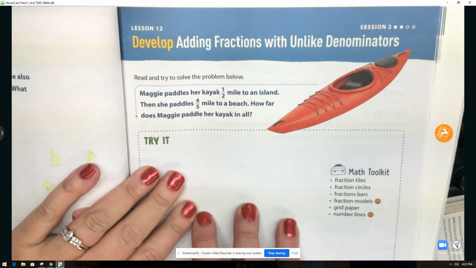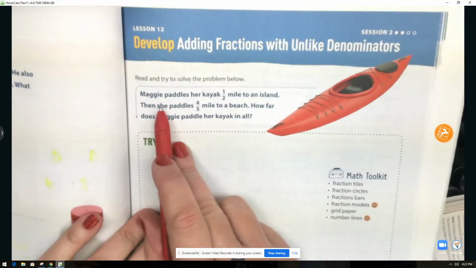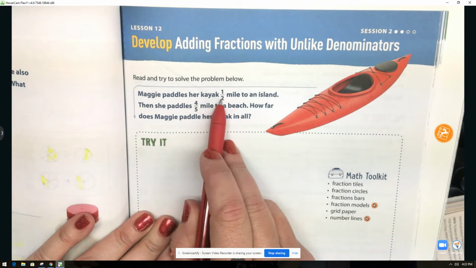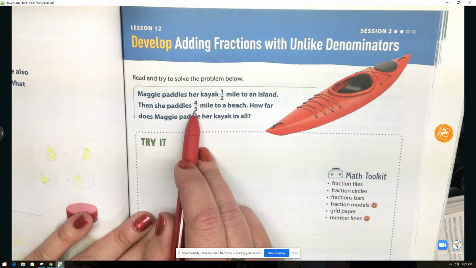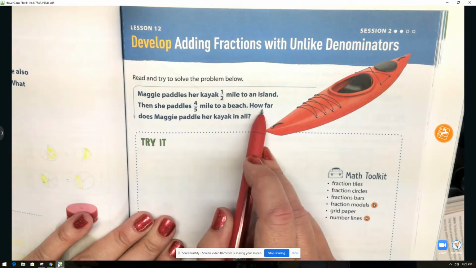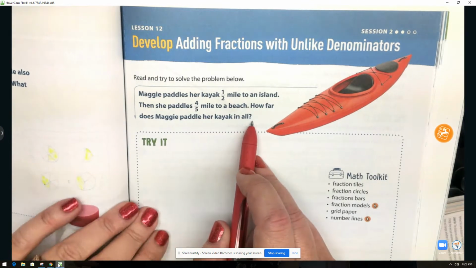So on page 231, this is the problem that we see. It says, Maggie paddles her kayak 1/2 of a mile to an island. Then she paddles 4/5 of a mile to a beach. How far does Maggie paddle her kayak in all?